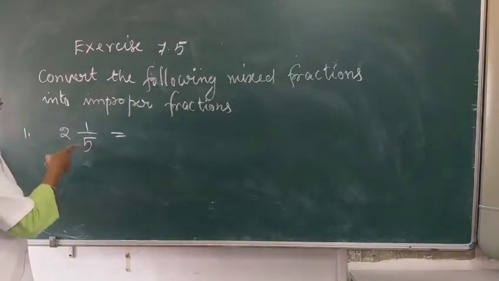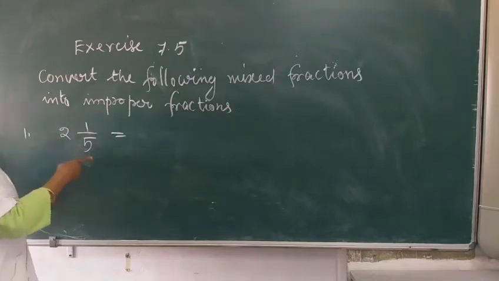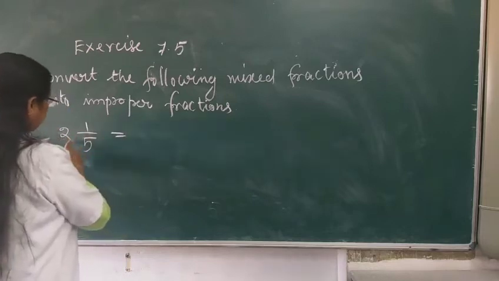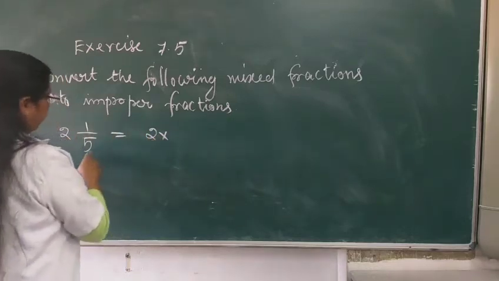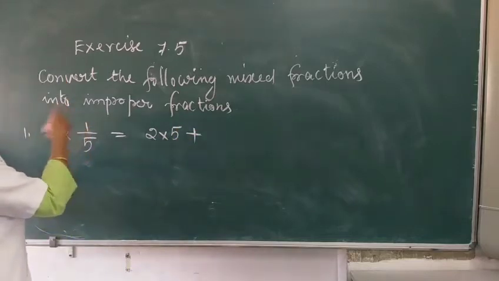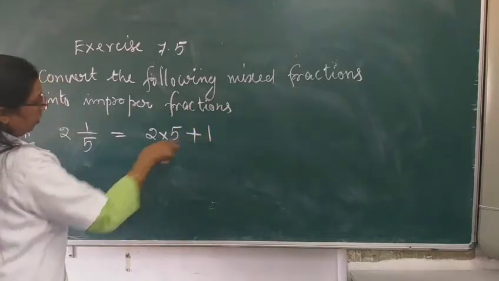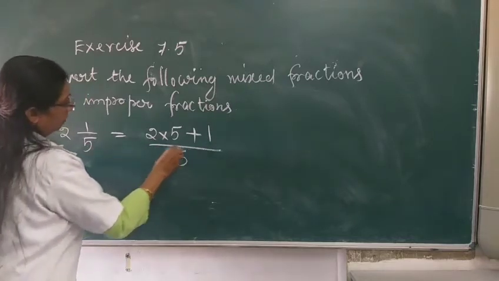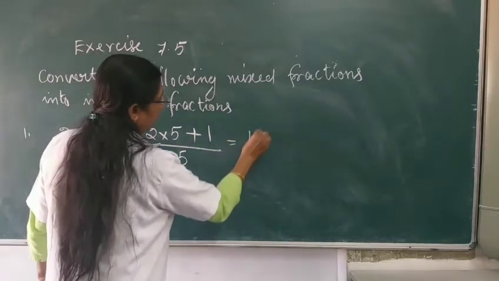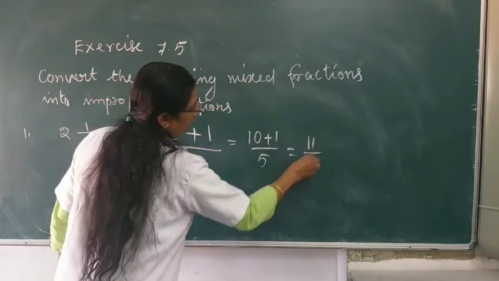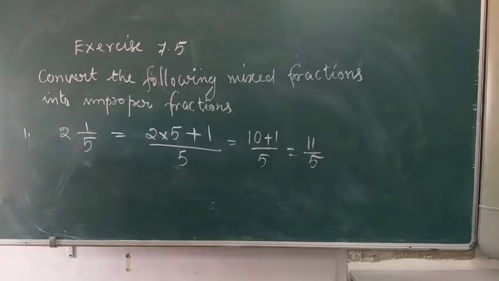Multiply the whole number and the denominator and add the product to the numerator. 2 into, which is the denominator? 5. And what is the numerator? 1. Add 1 to the product and write the same denominator here. 5 into 2, 10. 10 plus 1 by 5, that is 11 by 5. Okay, second question.